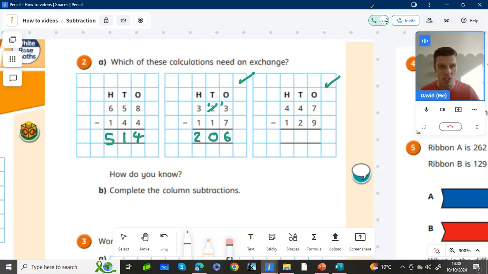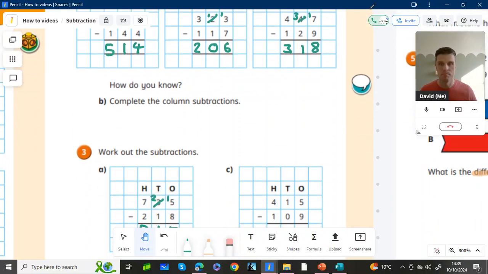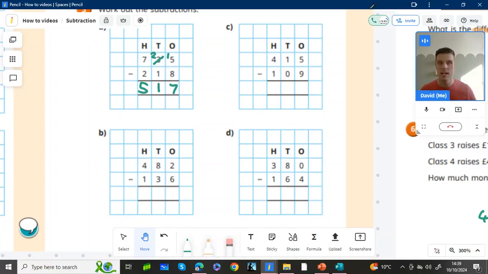We need to do another exchange here. So 17 take away 9 is 8. 3 take away 2 is 1, and 4 take away 1 is 3. So there's the answer to question 2. Question 3 now.